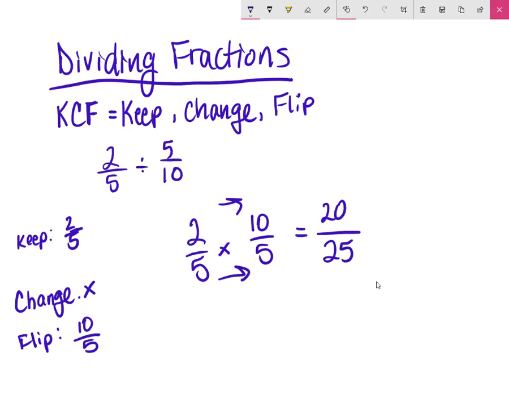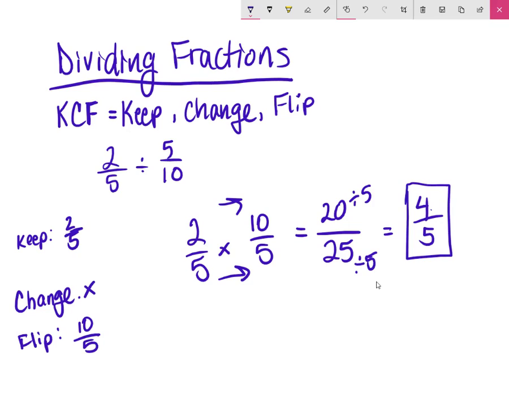Last question would be, do we have common factors for the numerator and denominator? Well, I think we have a factor of 5 that is common between 20 and 25. 4 times 5 is 20, and 5 times 5 is 25. So 20 divided by 5 is 4, and then 25 divided by 5 is 5. And that's our final answer because 4 and 5 do not have common factors.